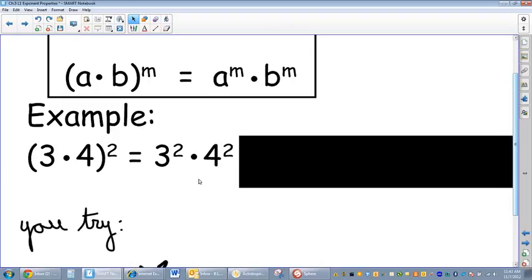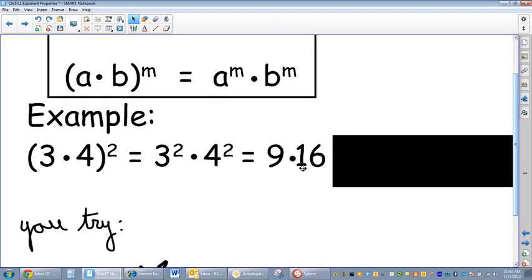I think this gets back to a question you had in terms of multiplying things together. So you would do 3 squared is 9, 4 squared is 16, and then you would multiply 9 by 16. 9 by 16 would be 144.